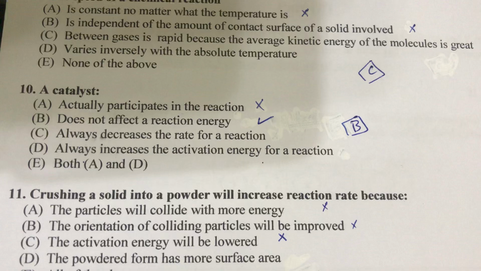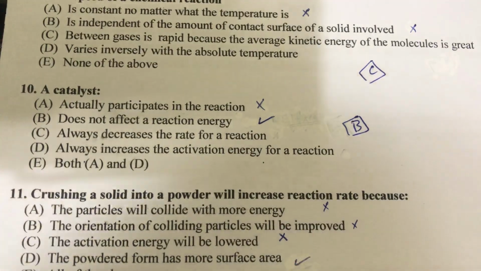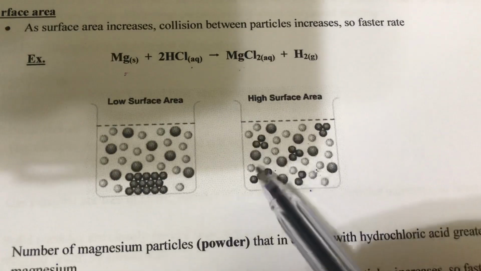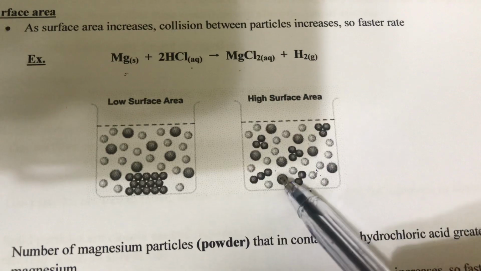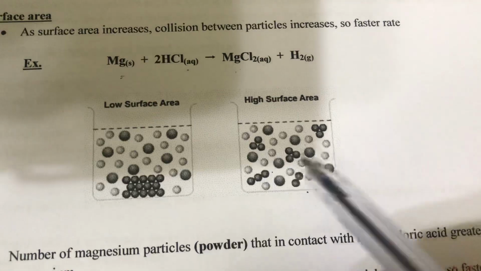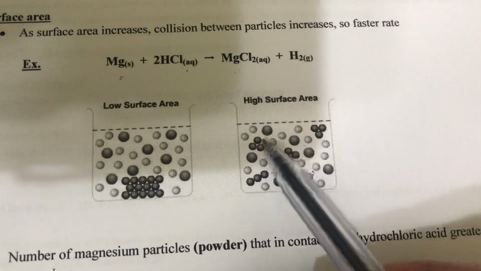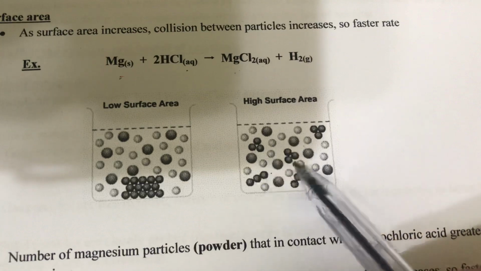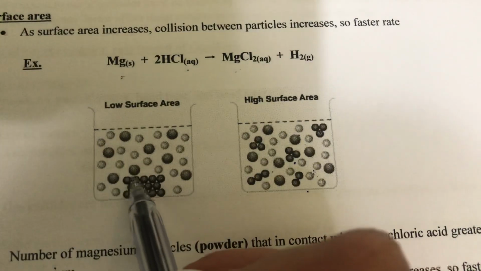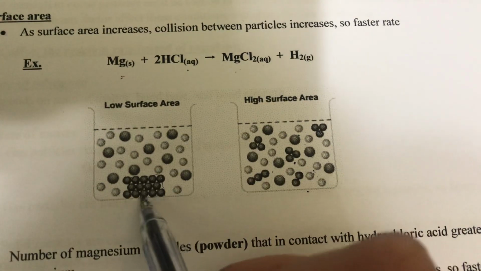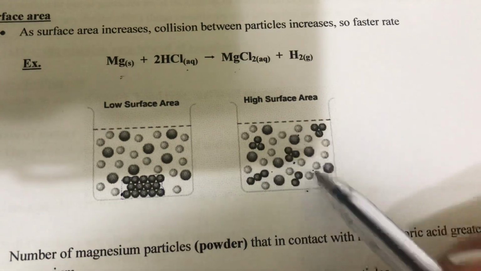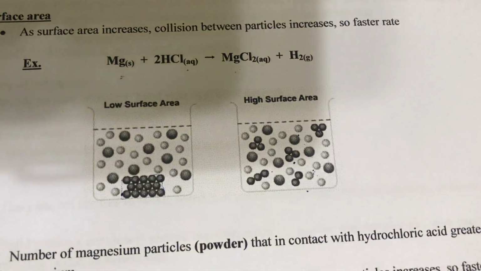The powder form has more surface area? Yes. Surface area means the particles that are in contact with another. So here, the number of magnesium particles in contact with hydrochloric acid is greater than in the solid piece, where just the surface particles are in contact. But in the powder, almost all the particles are in contact, so the number of collisions increases.